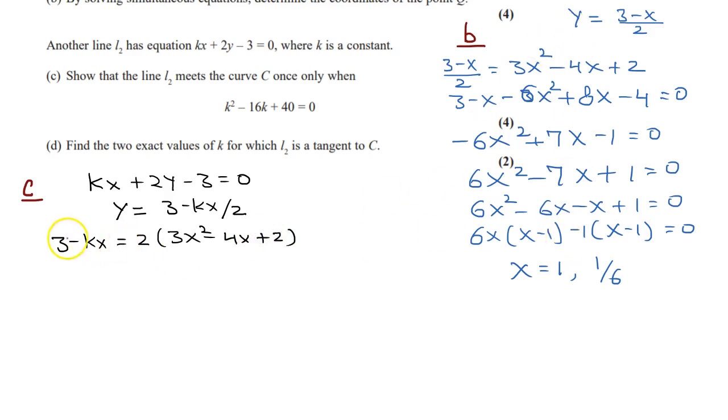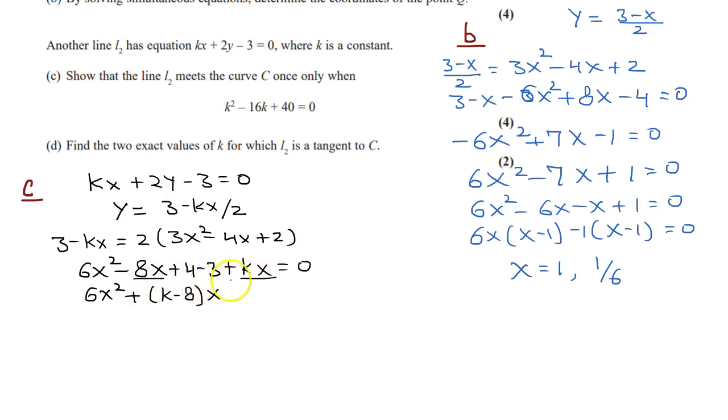In fact, we are just repeating this and putting k. So this is 6x square minus 8x plus 4 minus 3 plus kx is equal to 0. So this is 6x square plus k minus 8x, these are the coefficients of x, plus 1 is equal to 0.